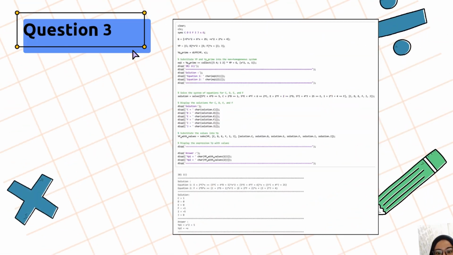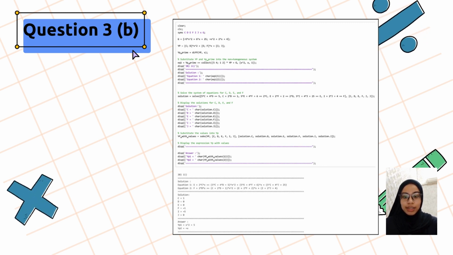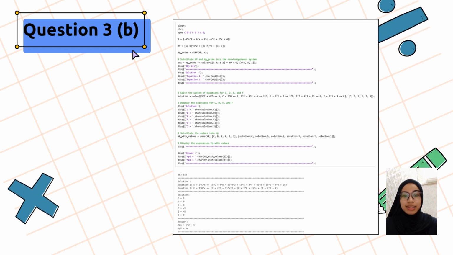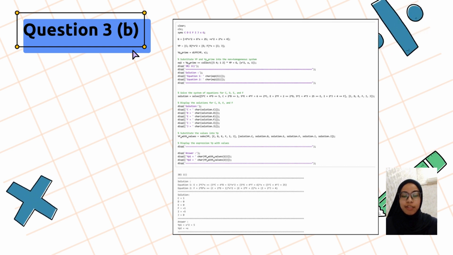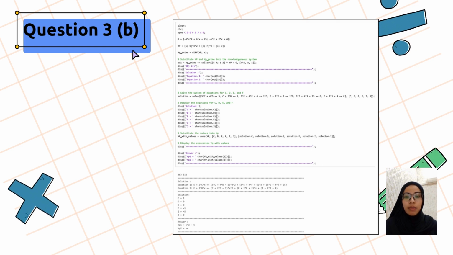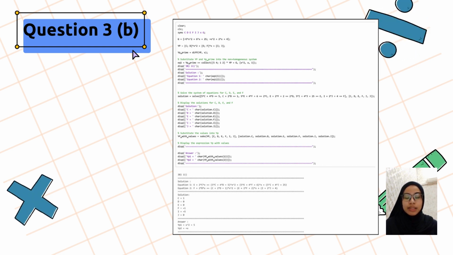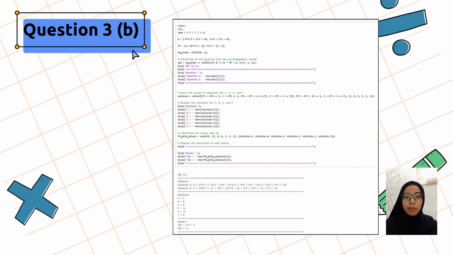The second part for question 3b is to determine the particular integral yp for the non-homogeneous system using the undetermined coefficient method. So for the simulation, first define the coefficients such as C, D, E, F, I, J, x, and G. And next is the non-homogeneous term. The term is given from the question. So G is negative 5x to the power of 2 plus 6x plus 25 and negative x to the power of 2 plus 2x plus 4.